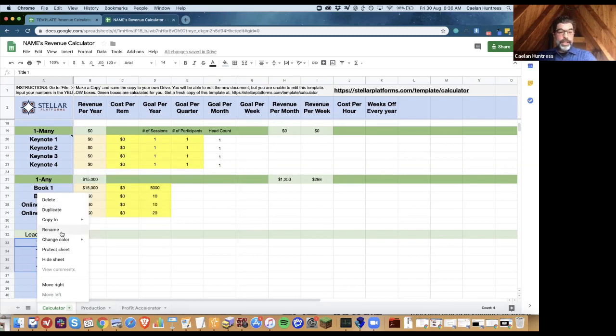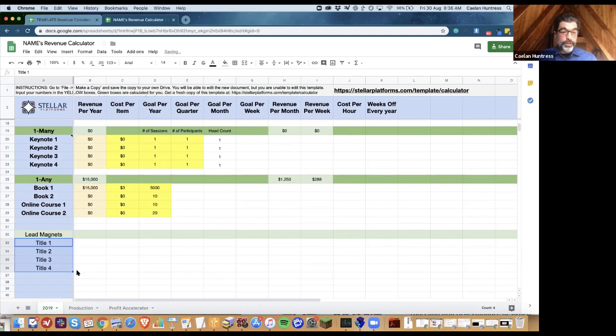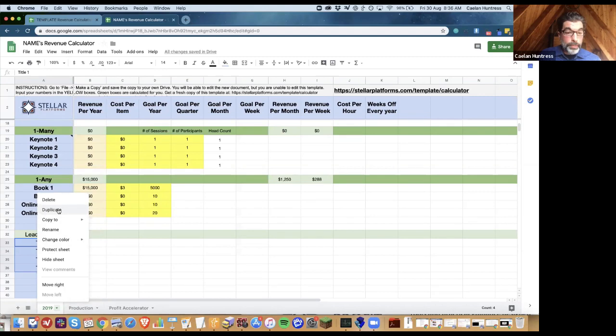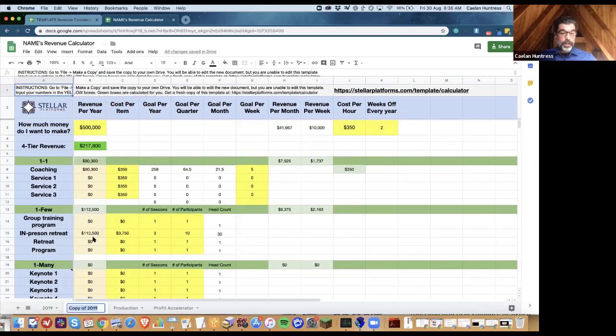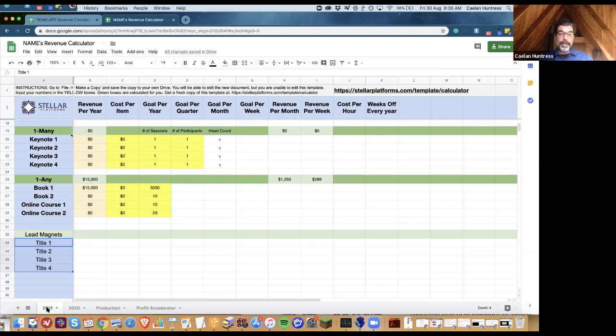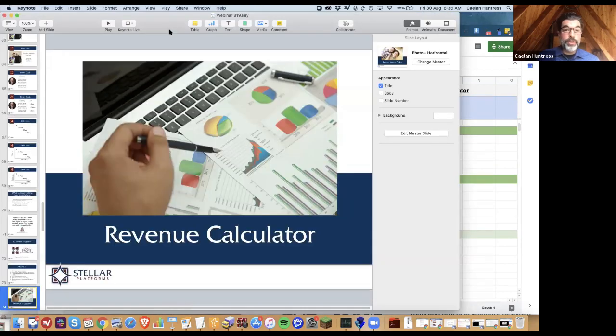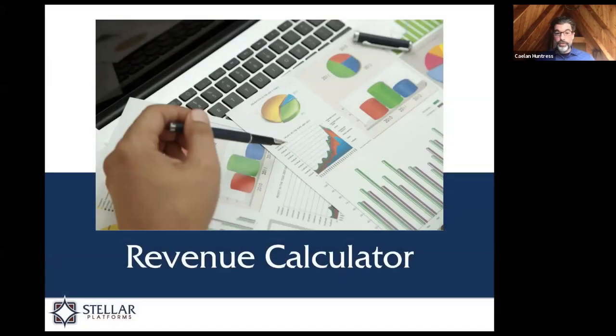So you could rename this sheet to 2019 and put in everything you've done this year, and then duplicate it, and then call this duplicated one 2020. And if you want to make plans for next year and monitor what you've done last year, then you can do that in this calculator. Okay, so that is your first bonus, the revenue calculator.